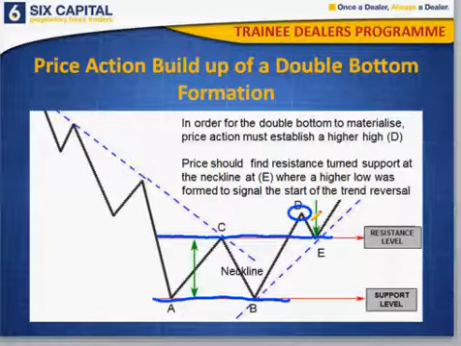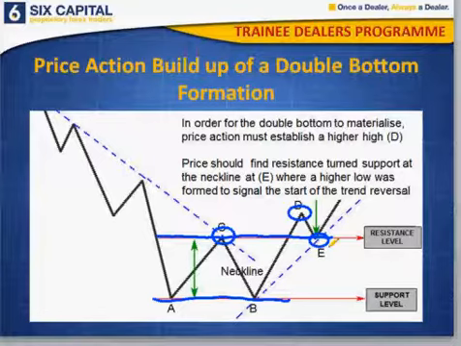And then the next thing that you should look out for, because when there is a higher high, it should have a higher low, right? Should. And where should it form? The next question you ask yourself, if this is the double bottom, where my higher low should form to reverse the trend? So the higher low should form at, or should find, resistance turned support. So previous resistance at C now turns support at E, which is at the neckline.